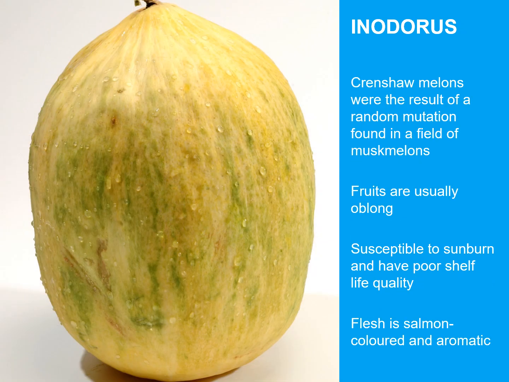The Crenshaw melon is unusual in that it was the result of a random mutation which was found in a crop of muskmelons. So it has fairly unusual skin colouring, it has an unusually oblong shape, but it also has several less beneficial traits compared to other melons, in that it's sensitive to sunburn and has a poor shelf life quality. The flesh inside is actually a salmon kind of colour, and it's quite aromatic, which makes it different from many of the other inodorous types.